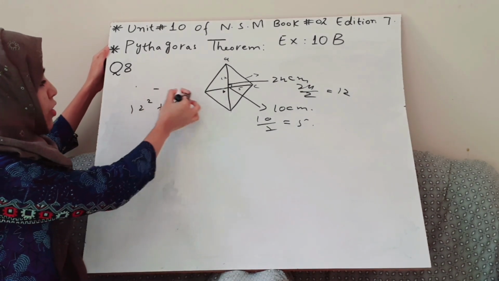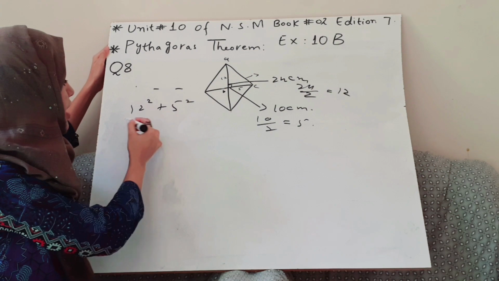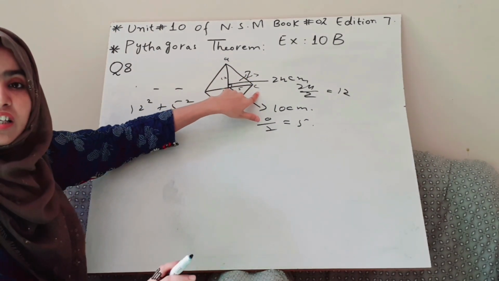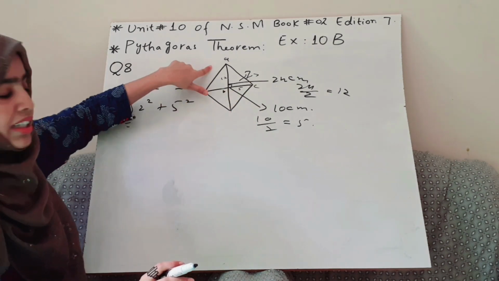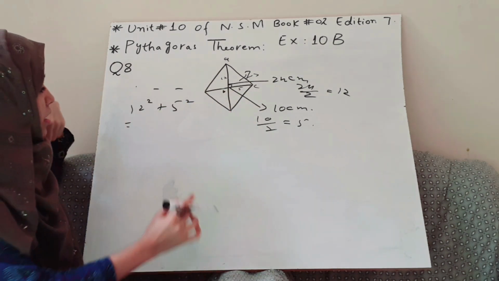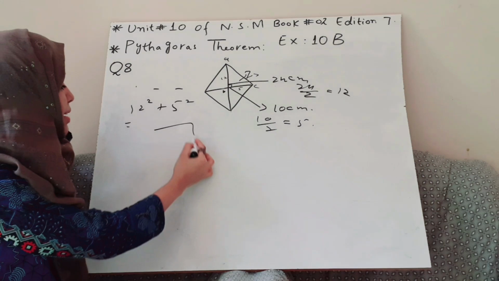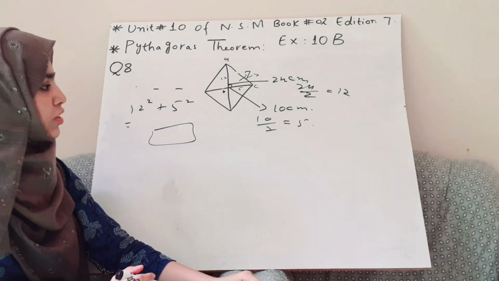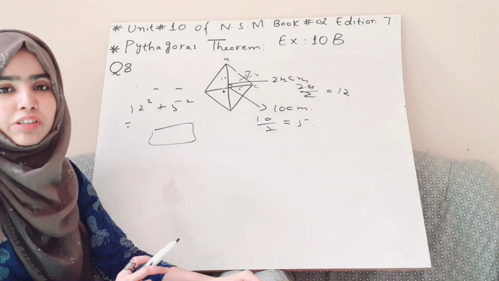We have to use Pythagoras theorem, and after solving it we will have this side length, and as I said, all sides length of the rhombus are equal. So after doing this, we will be able to find the length of each side of the rhombus. You can solve it. I have just given you a hint.